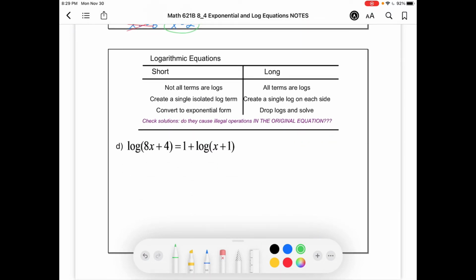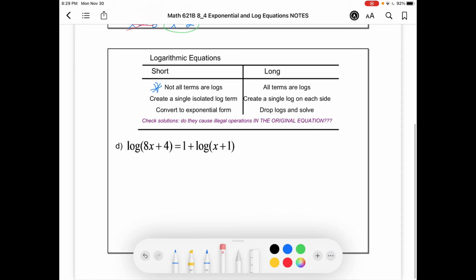All right, here's another one. We have log of x plus 4 equals 1 plus log of x plus 1. Okay, let's see. What type is this? Is it a short? Short means that not all terms are logs. Yeah, that's true here. There is a regular 1. So we're going to call this a, quote, short log equation.